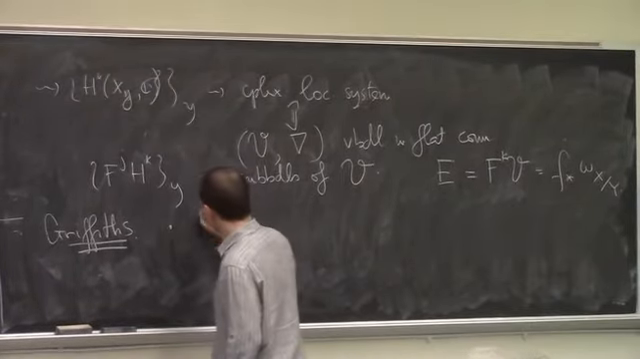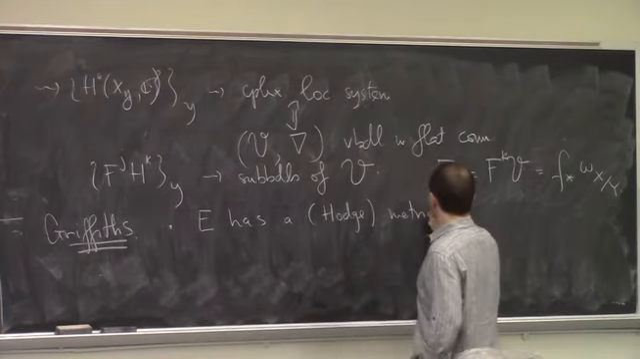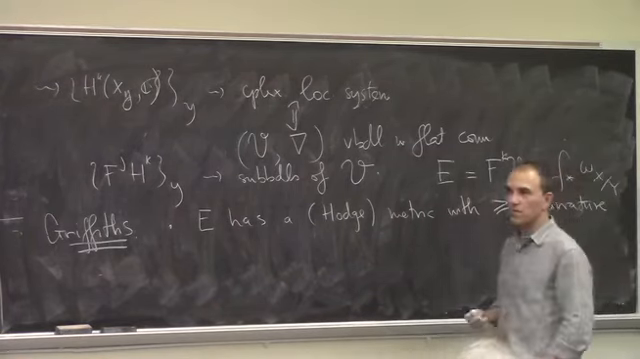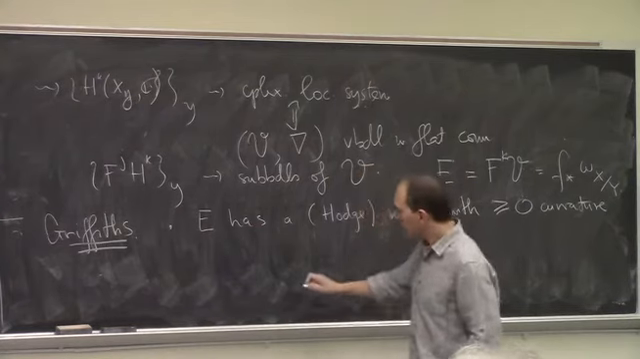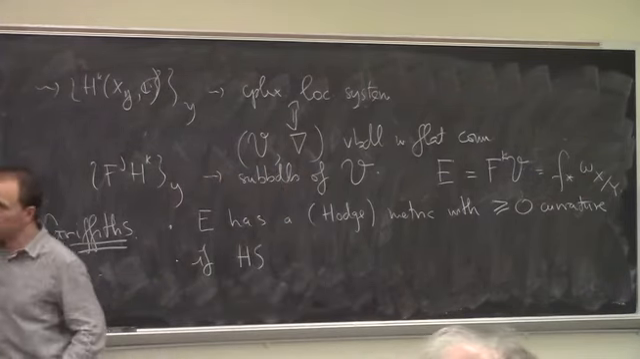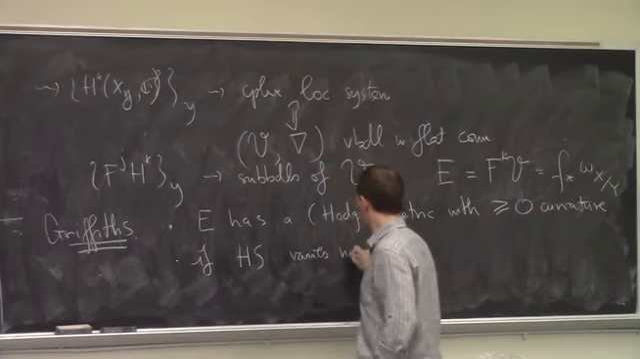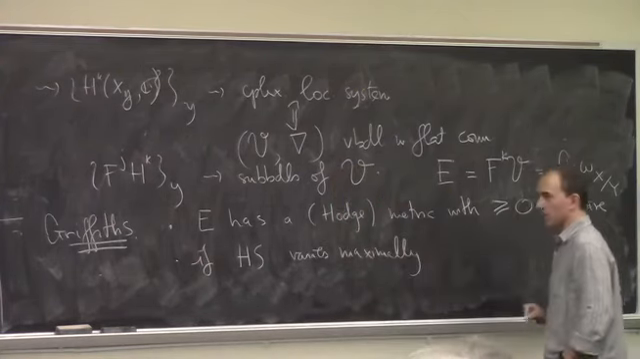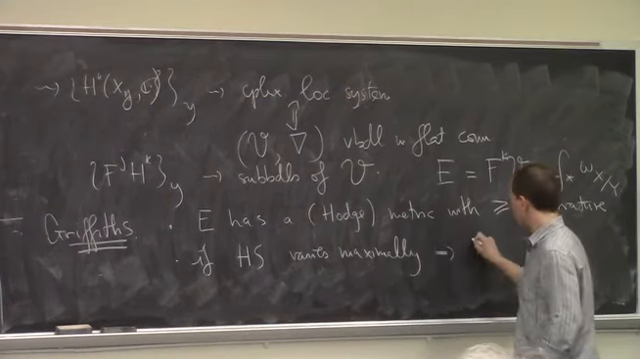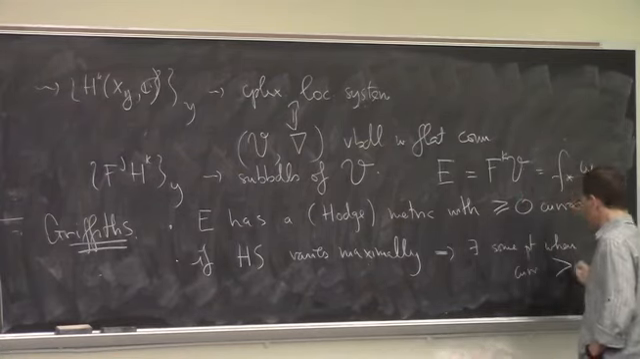And Griffiths showed, among other things, that E has what's called a Hodge metric. Anyway, it has a metric with non-negative curvature. So some positivity is already there. But even better, if this Hodge structure, fiber by fiber, varies maximally in this family, which is less than what we want, by the way, since we want the variation of the actual manifolds, but in any case, then there exists some point where the curvature is strictly positive.